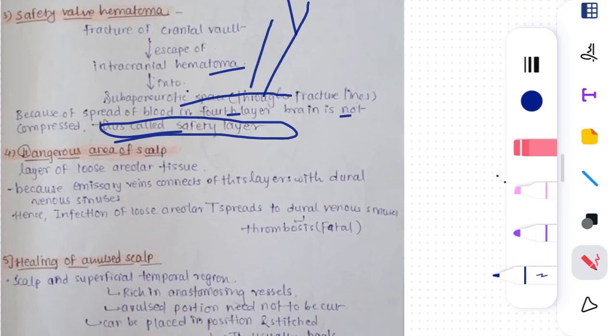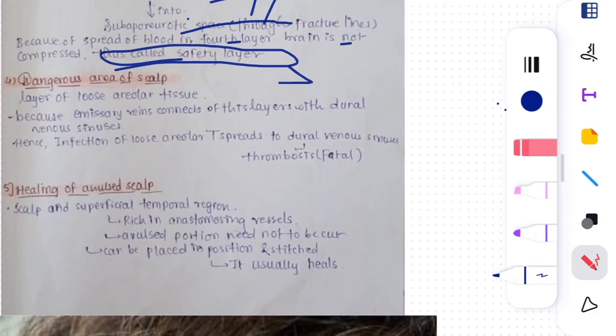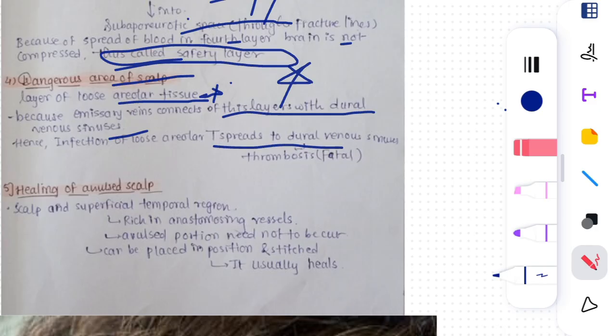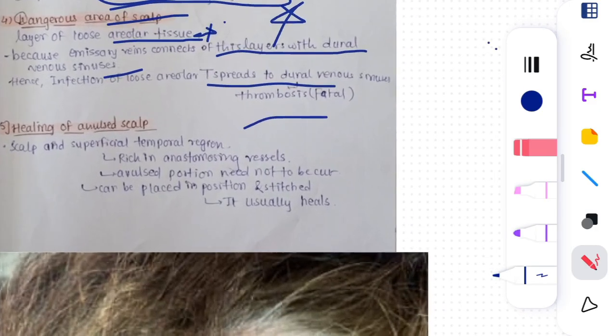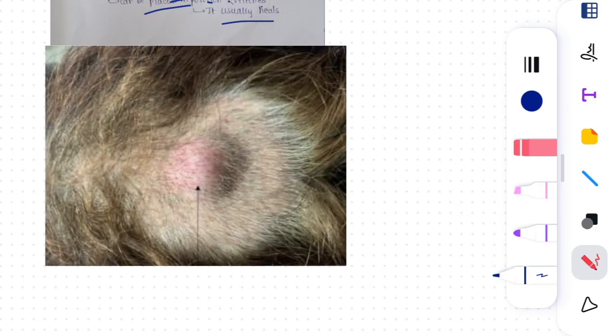Then the fourth one is the dangerous area of the scalp. The layer of loose areolar tissue is the dangerous area because emissary veins connect these layers with dural venous sinuses. Hence, infection of the loose areolar tissue spreads to dural venous sinuses. That's called thrombosis. It is fatal. And healing of the scalp is usual, rich in anastomotic vessels. And finally, this is the diagram for the sebaceous cyst.